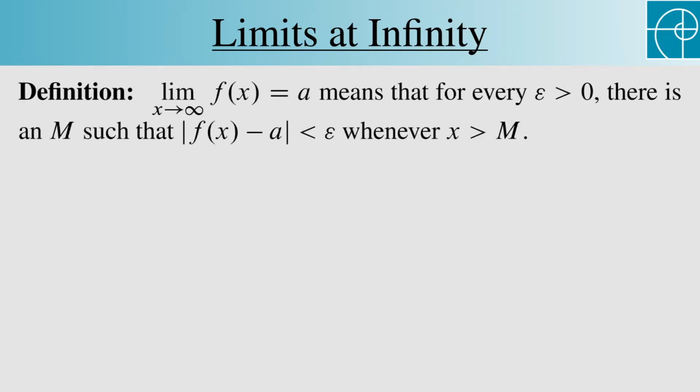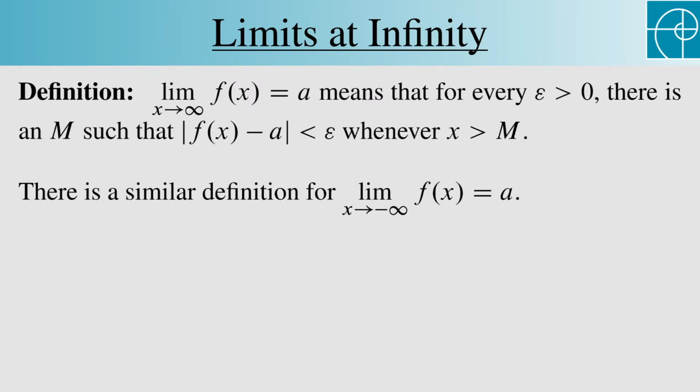To say that the limit of f of x as x goes to infinity, or as x approaches infinity, is equal to a means that for every epsilon greater than 0, there's an M such that the absolute value of f of x minus a is less than epsilon whenever x is greater than M. There's a similar definition for a limit as x goes to negative infinity.